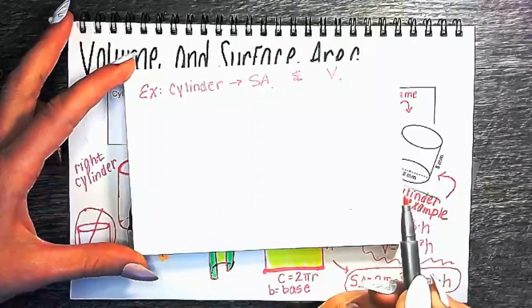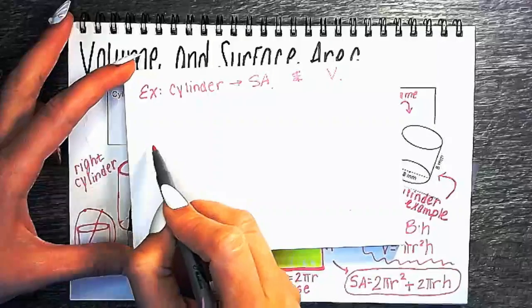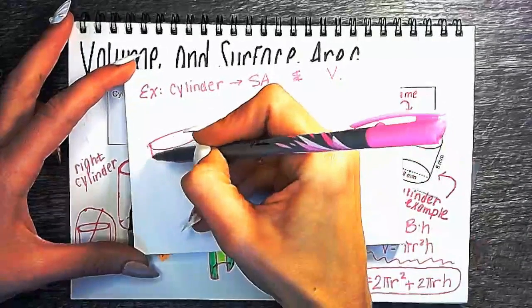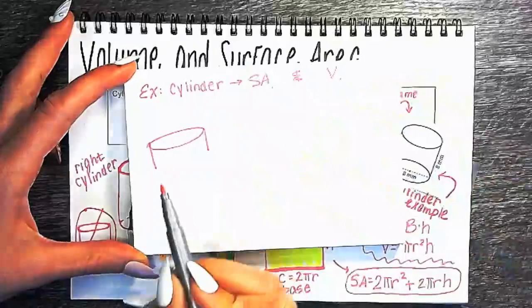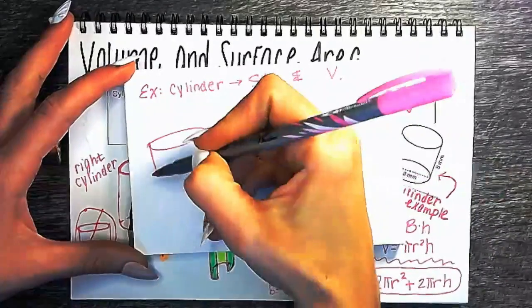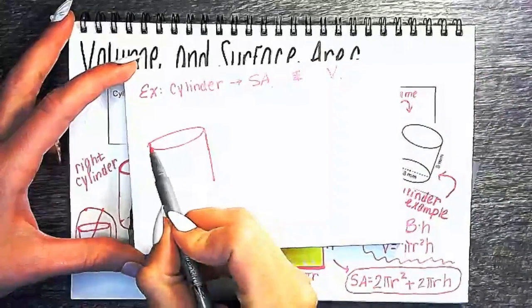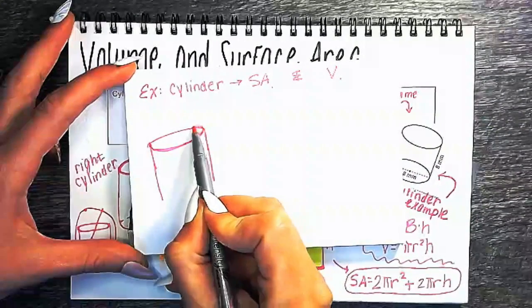So we have a cylinder. We're going to find the surface area and volume. I'm going to draw an oval, two parallel lines. Maybe again, I'll make them taller. I feel like the bigger you draw, that's not the best oval. Oof, so flat on one side.